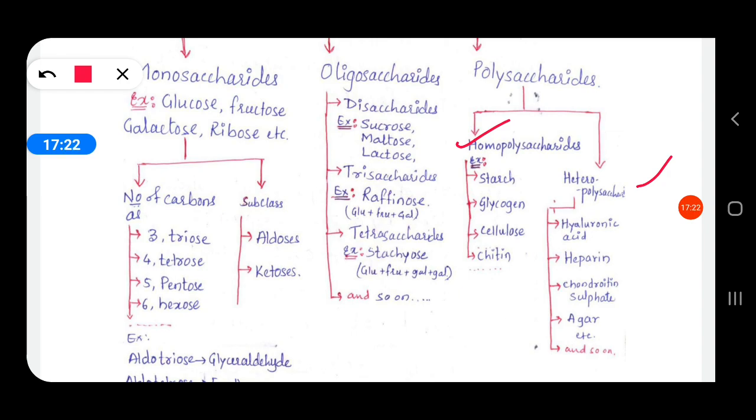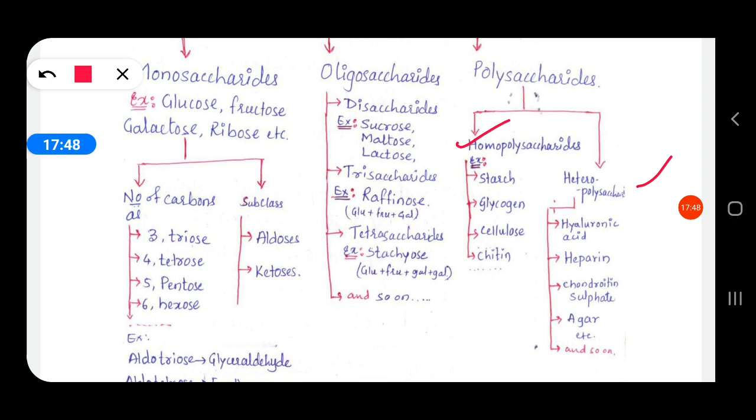Heteropolysaccharides. Heteropolysaccharides are the polysaccharides which on hydrolysis give, or contain, two or more different types of monomer units. For example, hyaluronic acid, heparin, chondroitin sulfate, agar, etc.